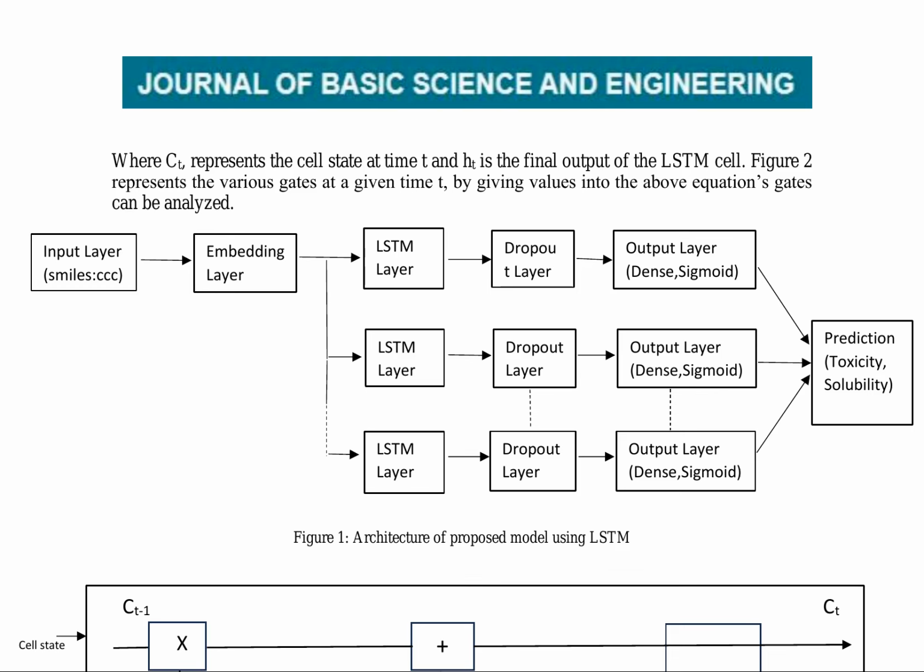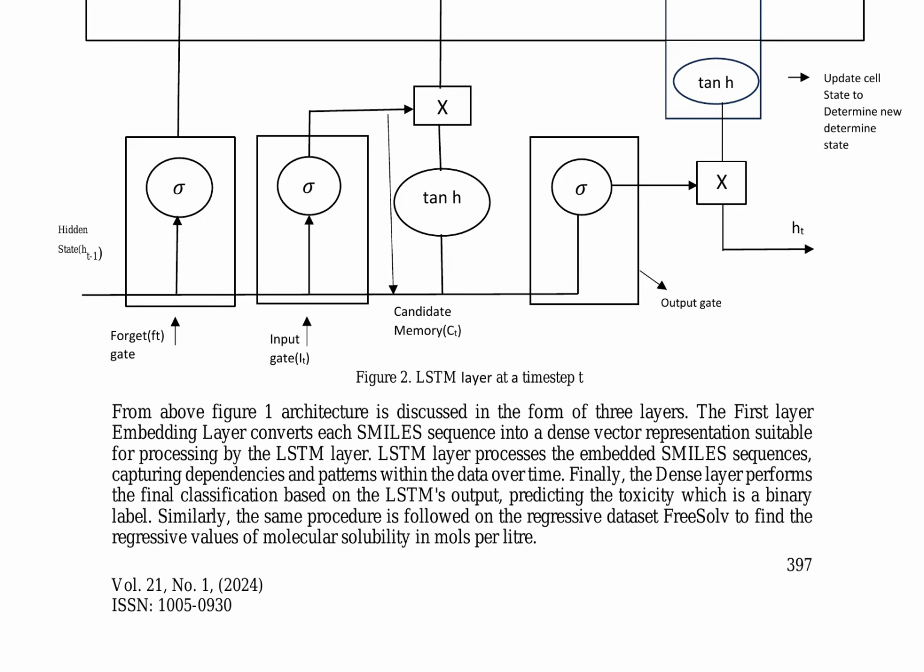The input gate determines what new information to add to the cell state, and the output gate determines the final output of the LSTM cell. The cell state and hidden state are updated based on the gates' outputs, as illustrated in Figure 2. The update equations for the cell state and hidden state are provided, where c_t represents the cell state at time t, and h_t is the final output of the LSTM cell. The gates' outputs are calculated using the sigmoid and tanh functions, which introduce nonlinearity into the model.